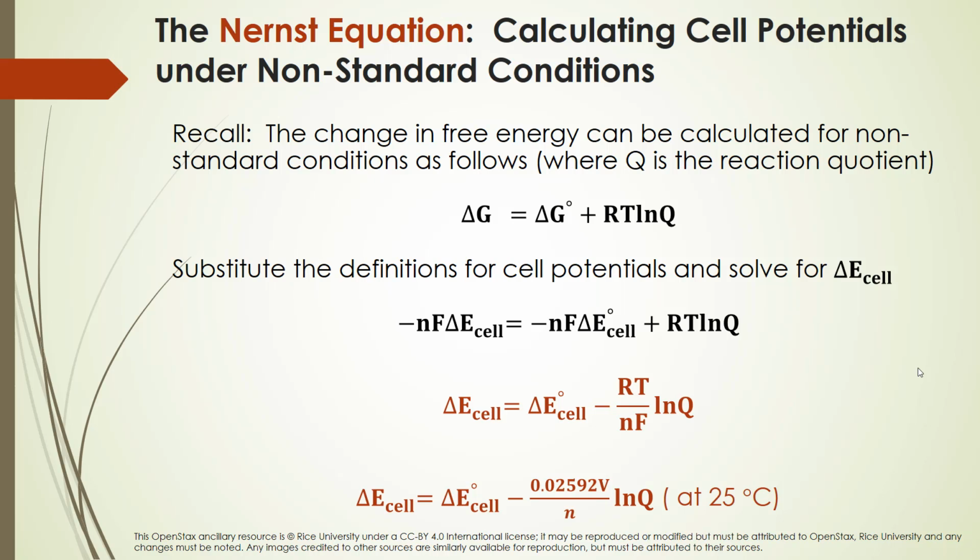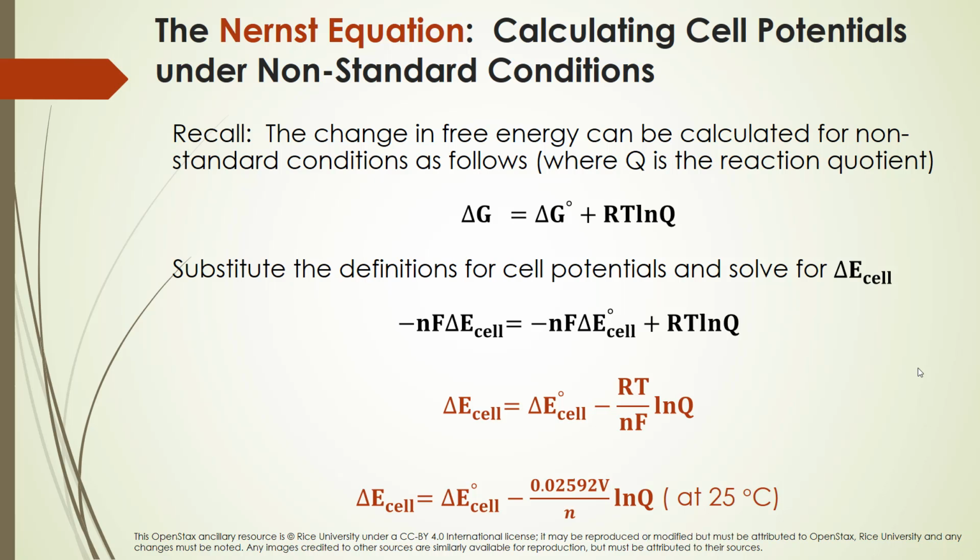Alright, so let's talk about the Nernst equation, because this gives us a way to calculate cell potentials under non-standard conditions. In other words, when the concentration is not 1 molar and the partial pressure is not 1 atmosphere. Now, what we're going to do is go through and basically derive the Nernst equation, show you where it comes from, and then we're going to use it in an example, and then we're going to apply it to a concentration cell and talk about what that is.